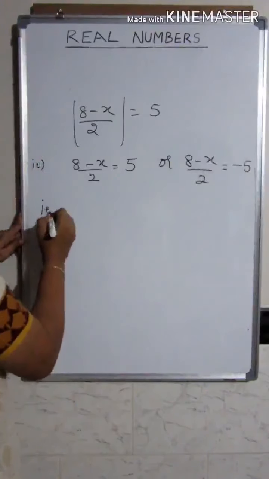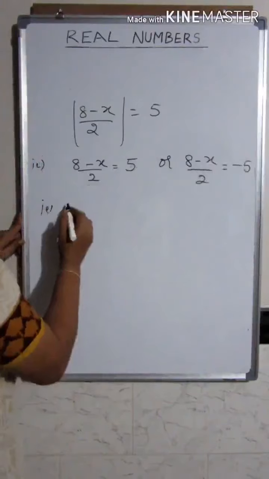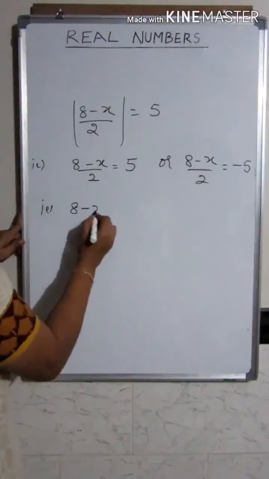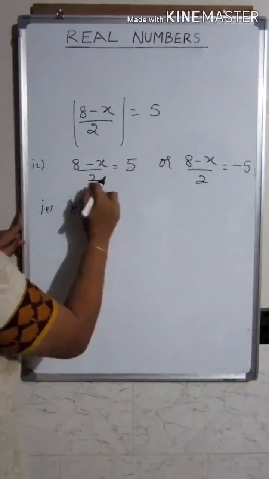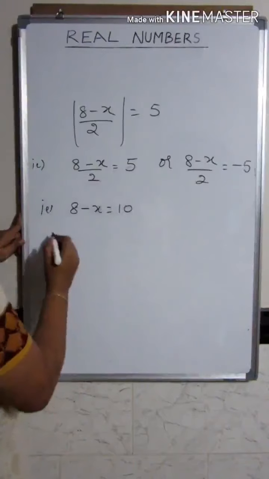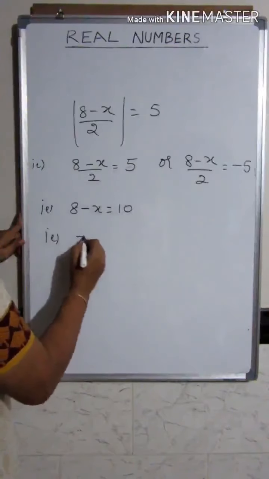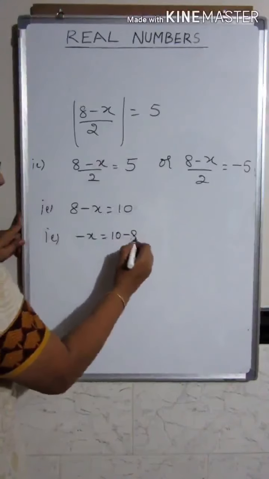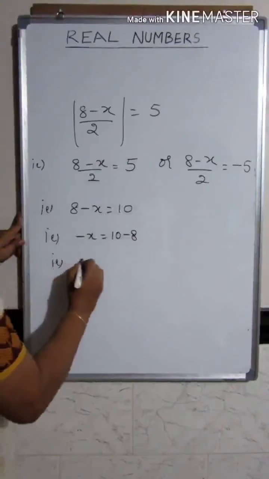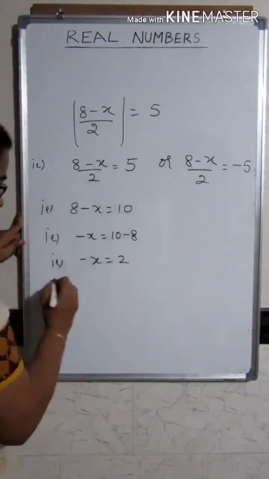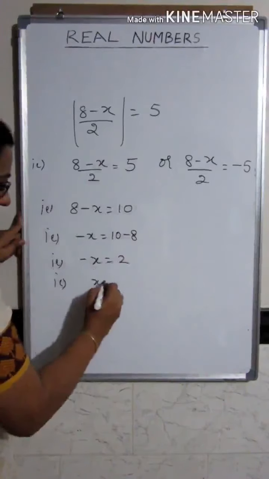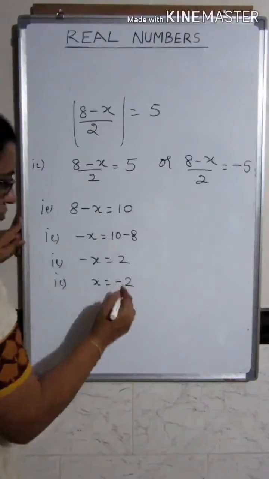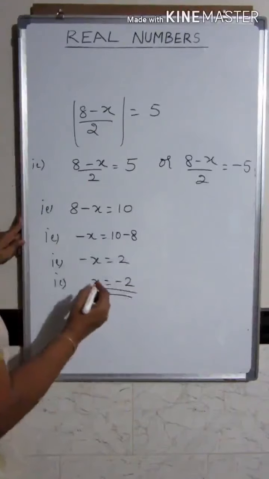Now to simplify this, first you have to cross multiply. So you will get 8 minus x is equal to 5 into 2, which is equal to 10. Now you get minus x, take 8 to the other side, you will get it as 10 minus 8. So you get minus x is equal to 2, or the value of x is equal to minus 2. So this is one value for x.